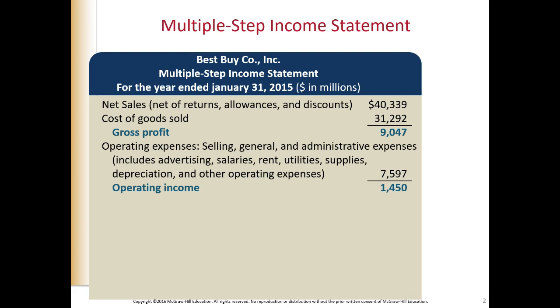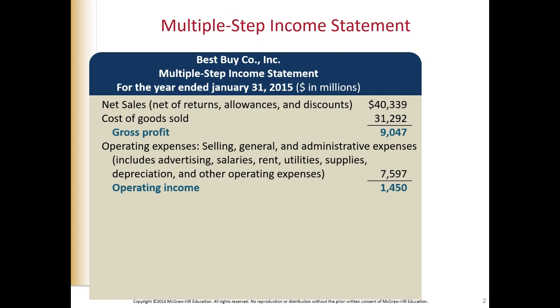The next section will be operating expenses. The examples we're going to see in the textbook and probably in your quizzes and exam, you will have all these various expenses listed separately. So you have selling expenses, like marketing and so forth. General expenses, just for running the company, and administrative expenses. This will be advertising, salaries, utilities, supplies, depreciation, other expenses like insurance, and so forth.